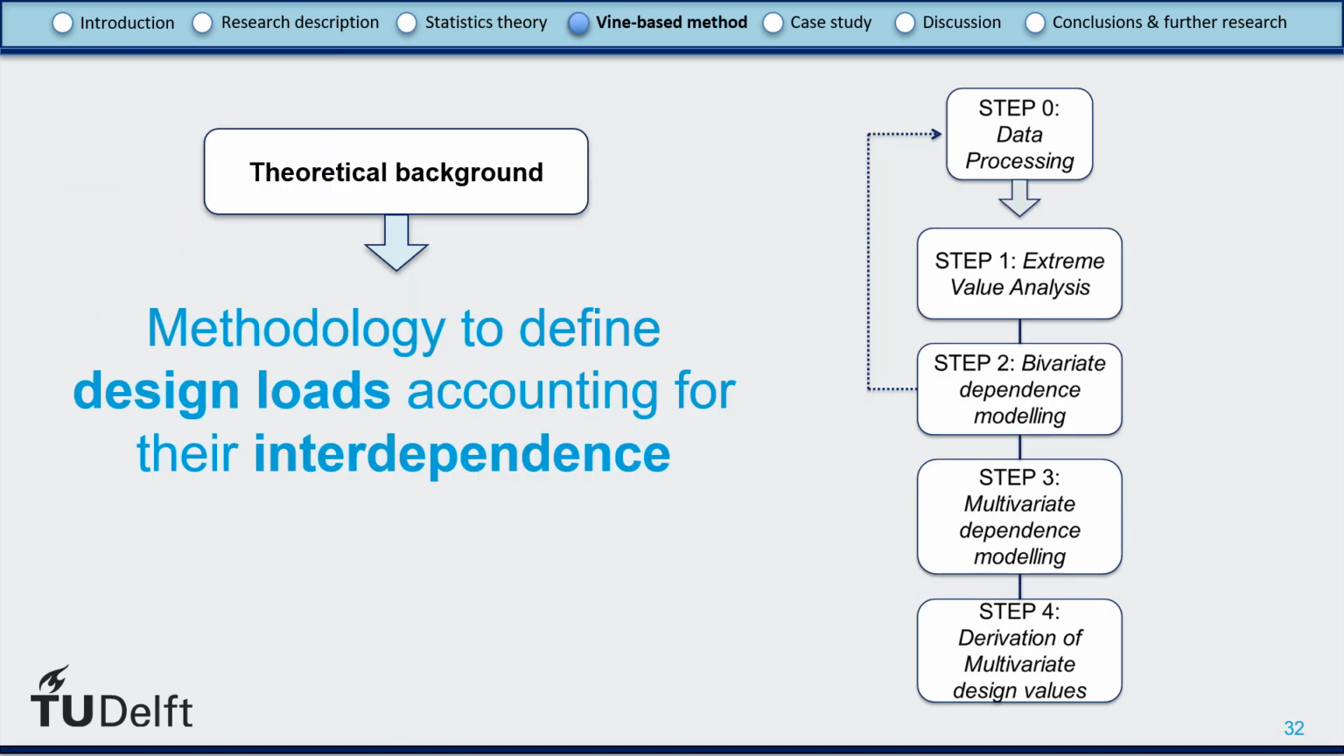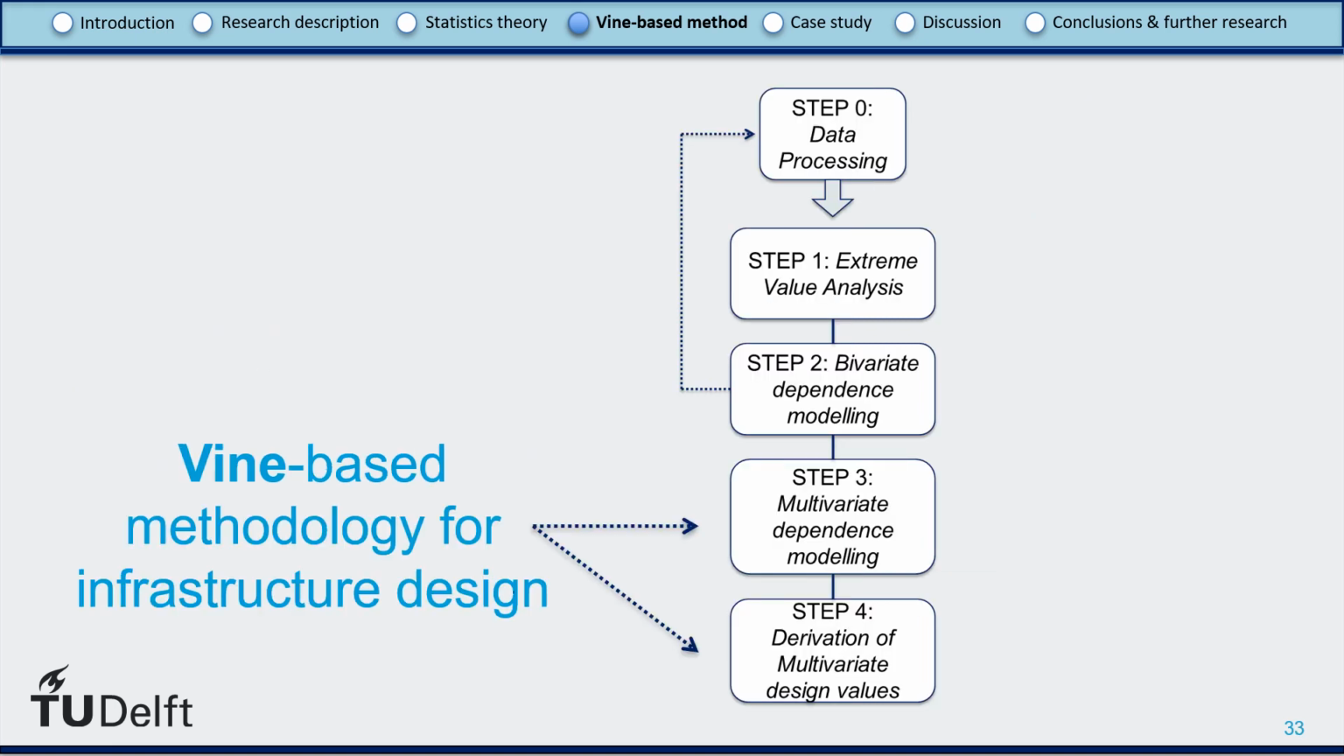Until now, I present to you all the relevant theory. And now I will show you how I used all this theory to build a methodology to define design nodes accounting for their interdependence. This methodology is meant to be general and conceptual. So instead of only using vines, you could use other multivariate probabilistic models. But because I used the vines in step 3 and step 4, I call this methodology a vine-based methodology for infrastructure design. So let's go through it step by step.